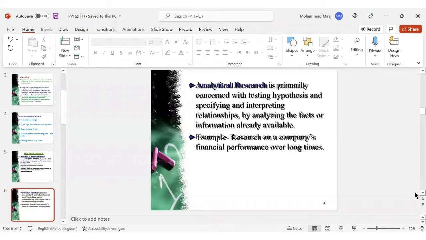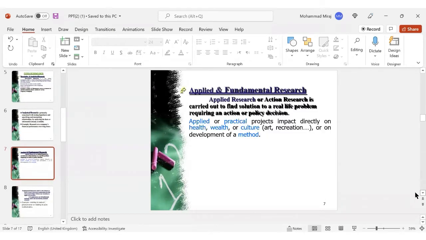Is it clear? Yes, sir. Then the other way of describing research, so we have already done fundamental research. The other way of describing research is basically applied and fundamental research. Fundamental research is about the fundamental things, for example, we know about gravity and various terminologies. Applied research is using that research in the practical aspects of any organization, because applied research has a direct impact on wealth, health, culture, or development of a method of that organization.